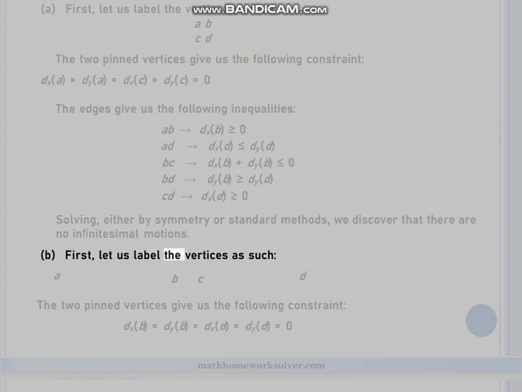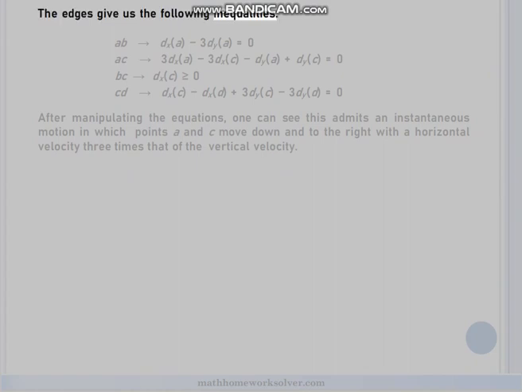B. First, let us label the vertices as such: A, B, C, D. The 2 pinned vertices give us the following constraint: dx_B = dy_B = dx_D = dy_D = 0. The edges give us the following constraints: AB: dx_A - 3dy_A = 0; AC: 3dx_A - 3dx_C - dy_A + dy_C = 0; BC: dx_C ≥ 0; CD: dx_C - dx_D + 3dy_C - 3dy_D = 0.